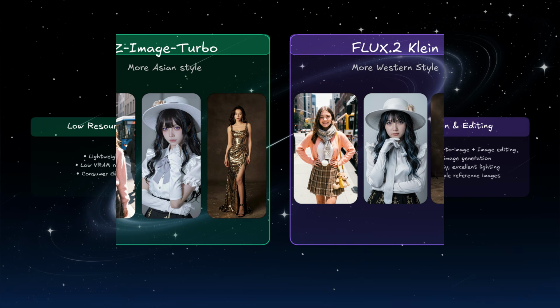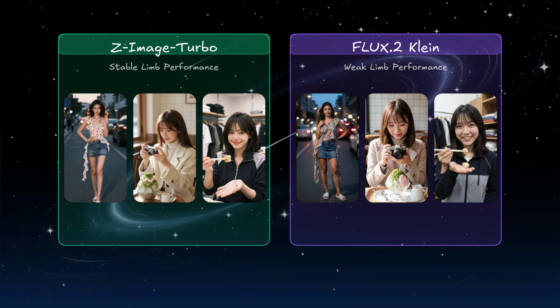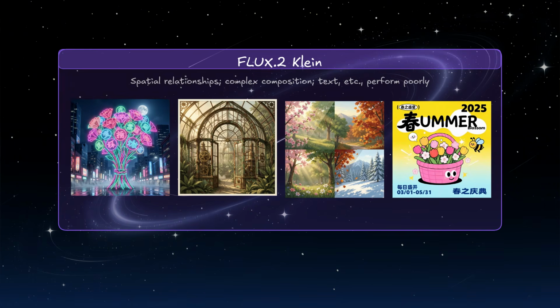Of course, no model can be perfect, and Klein has some issues too. For example, portraits tend toward Western style with a bit of an AI look. Anatomy isn't that great, limbs and especially fingers are prone to errors. Text rendering is poor, and understanding of complex compositions and spatial relationships is weak.